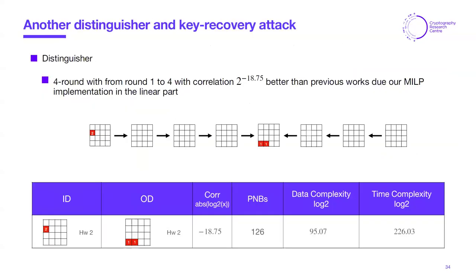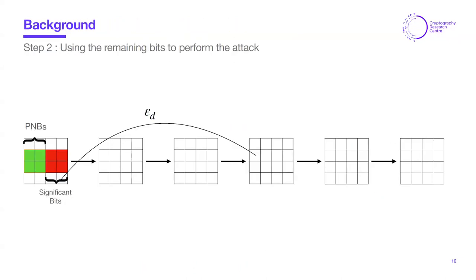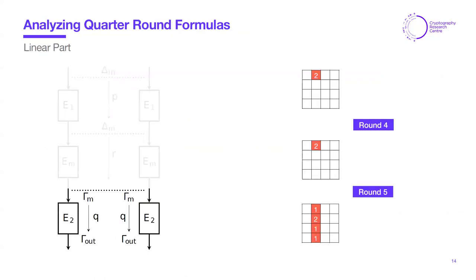Okay, so let me go back, please. So the first intuition was that the number of active bit differences after one round, starting with two active bit differences, is less than in the previous quarter rounds. So this gives an intuition that there will be a slower diffusion in the subsequent rounds. And the second reason is that for the linear part, after analyzing carefully the formulas of the quarter rounds, we found two rounds for free. Then these two things give an intuition that we should start at the sides instead of in the middle. And that gives us good results, as you can see. Okay, thanks very much. Thank you.